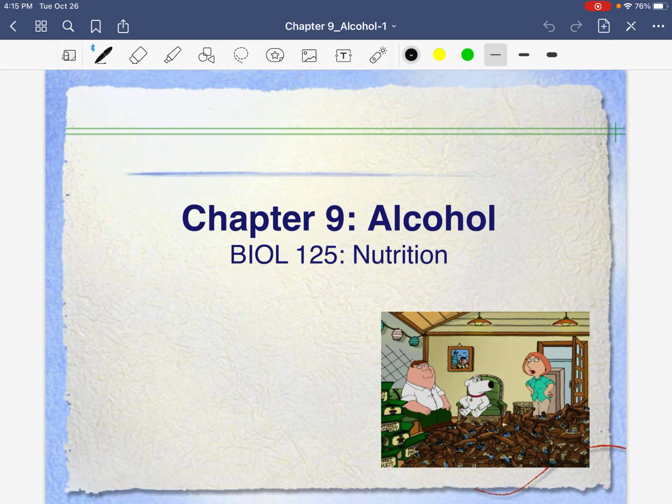Right, folks, here we are for Biology 125. Dr. Jenkins here. This is going to be somewhat of a shorter chapter, but it's really no less important.